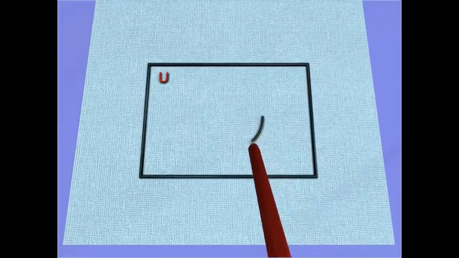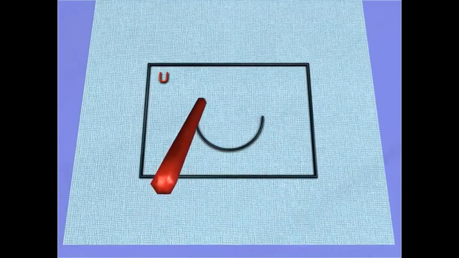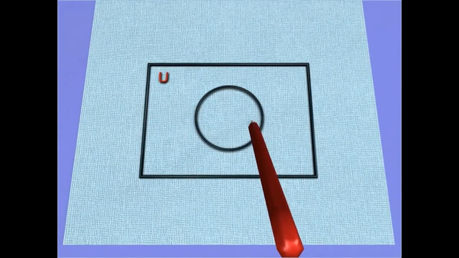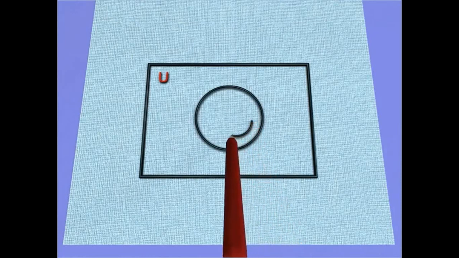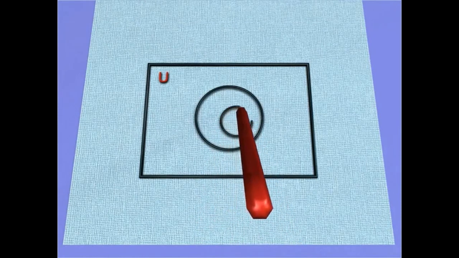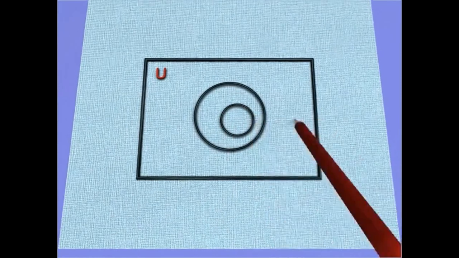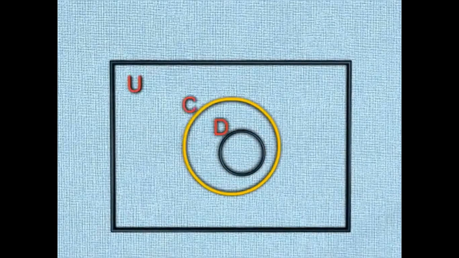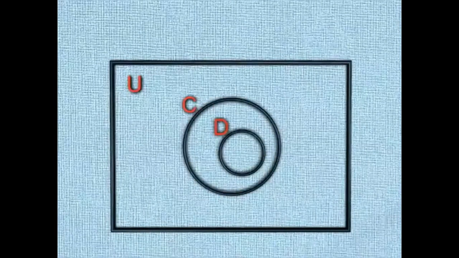Now draw two circles such that one lies within the other. Name the inner circle as D and the outer circle as C. The Venn diagram shows that set D is contained in set C, or set D is a subset of set C.